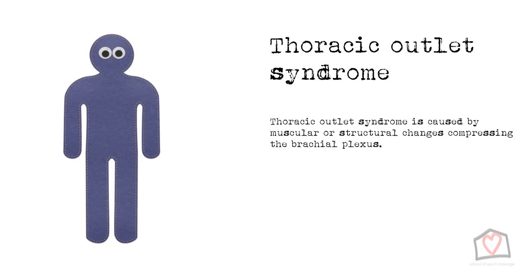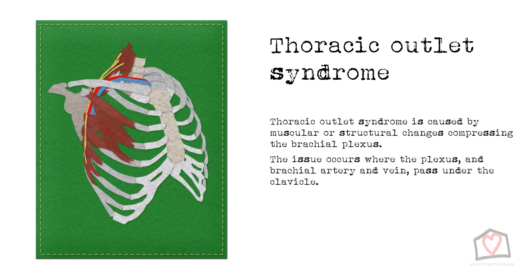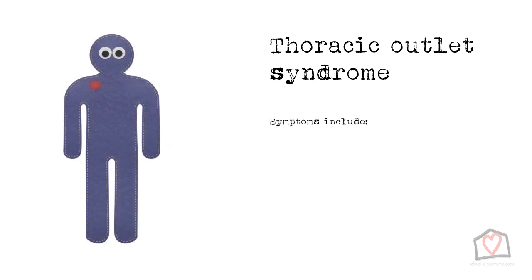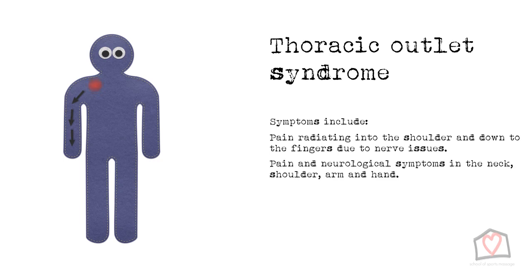Thoracic outlet syndrome is generally caused by muscular or structural changes, such as fractures or tumours which compress the brachial plexus. The plexus, along with the brachial artery and vein, pass under the clavicle, and this is where the issue can occur. As there is a nerve involved, you can get radiating pain into the shoulder, down to the fingers, pain in the neck, shoulder, arm and hand, along with other neurological symptoms in these areas.